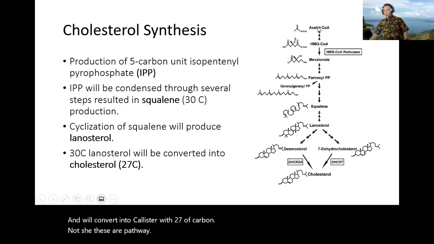We have this acetyl-CoA. This acetyl-CoA will be converted into this HMG-CoA. Then from this starting point, it will be converted to squalene, and by the cyclization procedure, this squalene will be converted into lanosterol. Then this lanosterol will be converted into cholesterol.